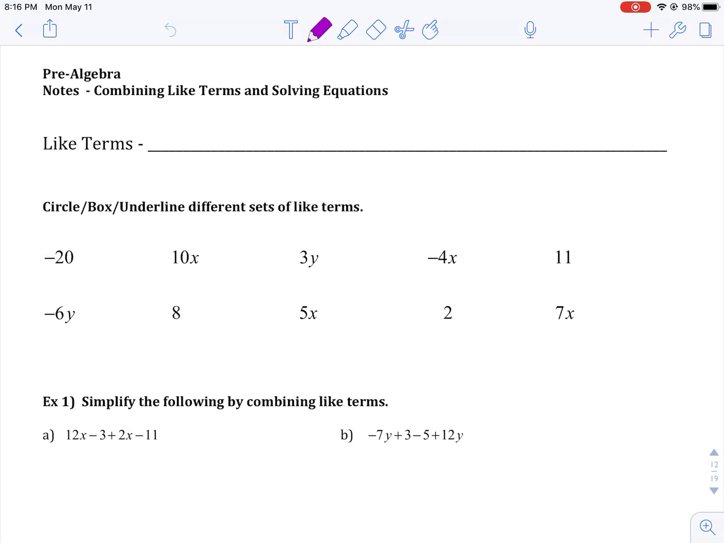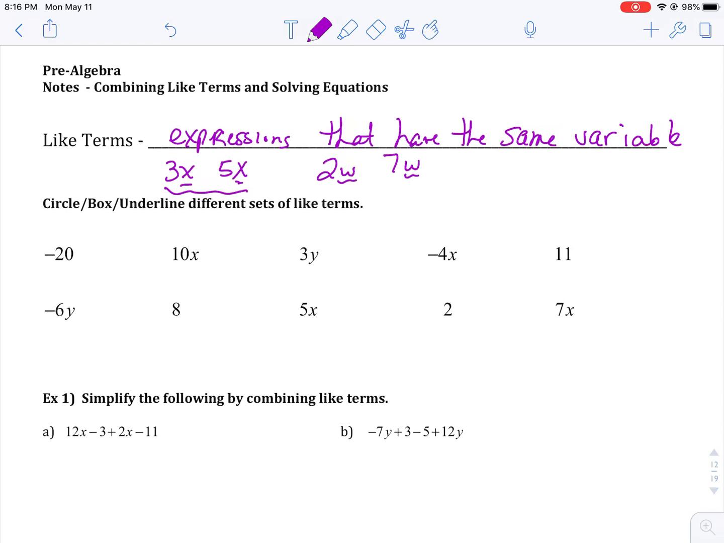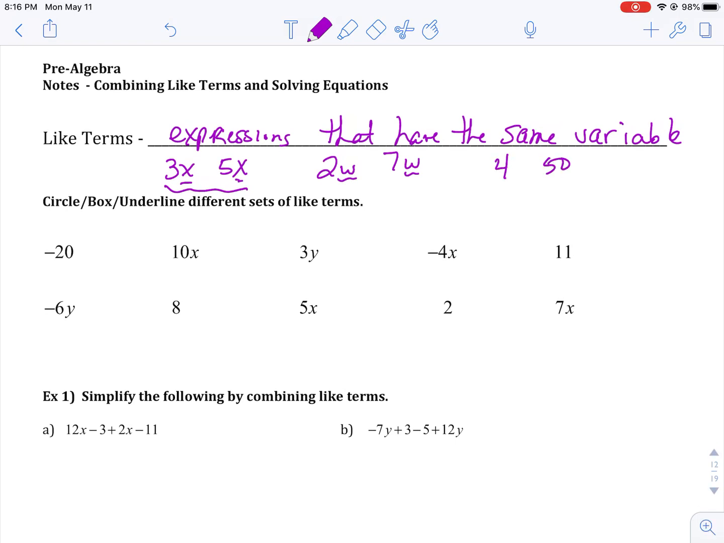Okay, so like terms are, I guess we could say, expressions that have the same variable. So for example, something like 3x and 5x. Those are like terms because they both have the variable of x. If I had 2w and 7w, those would be like terms because they both have w's. If I had a number like 4 and a number like 50, those would be like terms because they don't have any variables. So they are similar, or they're what we call like terms.